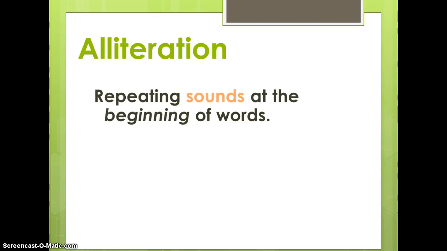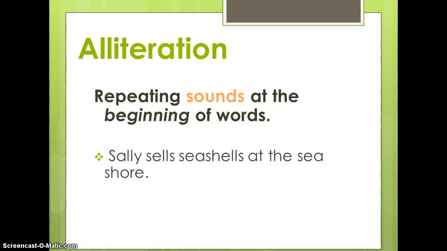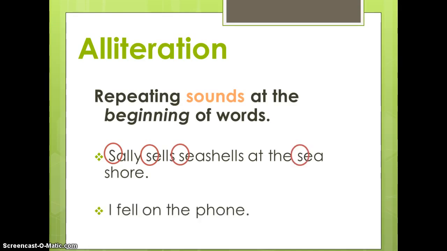Our next poetic device is called alliteration. Alliteration is when we repeat sounds at the very beginning of words, such as this. Sally sells seashells at the seashore. Do you hear that alliteration? We hear that S sound repeated. Sally sells seashells at the seashore, over and over and over. Similarly, I fell on the phone. Here you can see it's actually a different letter, but the sound spoken out loud is the same. We call that repetition of that first initial sound alliteration.